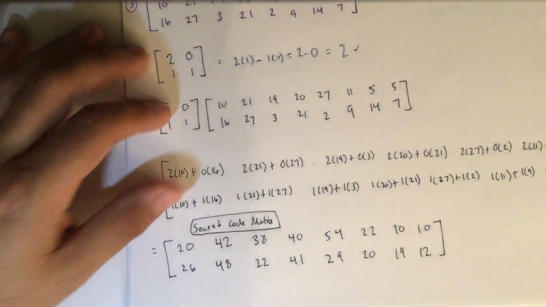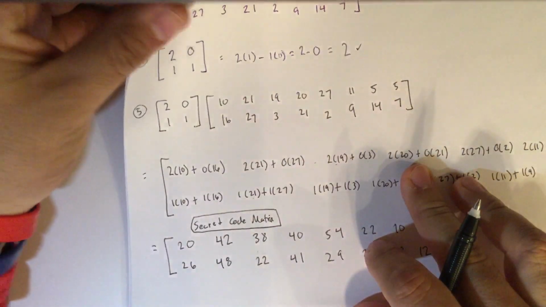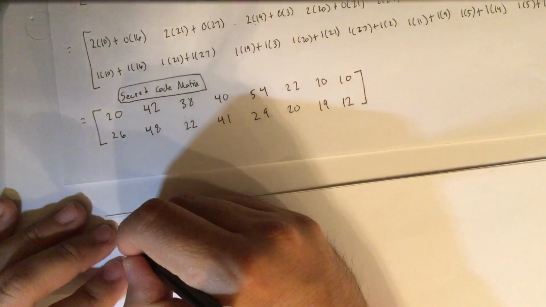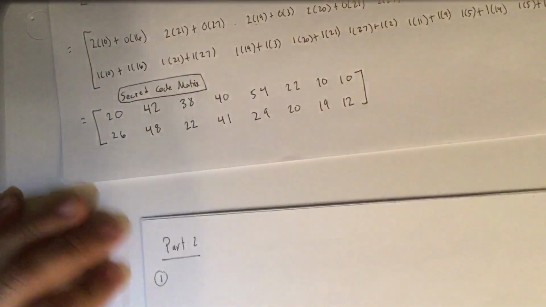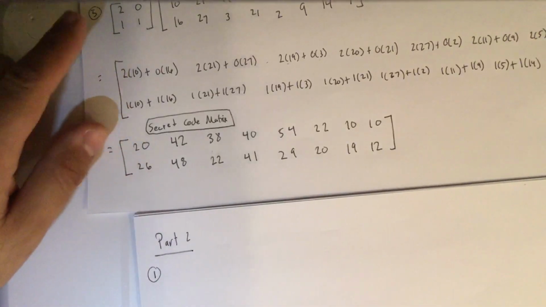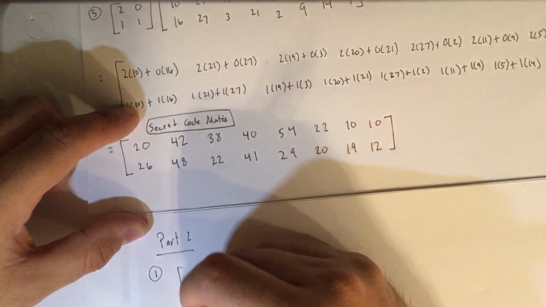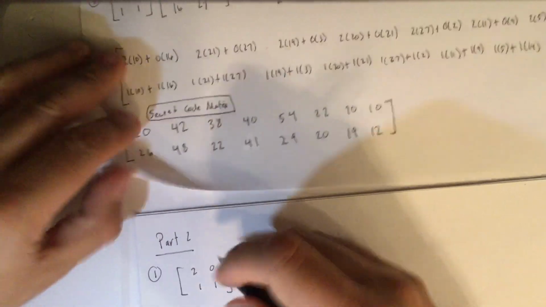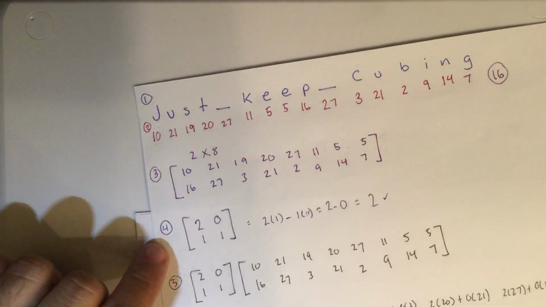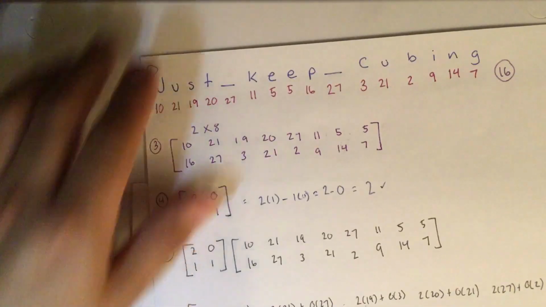So step 1. Let's go ahead and start here. All right. So this is going to be part 2. So here is step 1. It says to take that 2 by 2 matrix. So how it was for me, it was 2, 0, 1, 1. So if you've forgotten already, that was my step 4. So I had 2, 0, 1, 1.